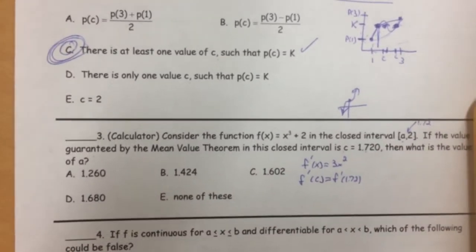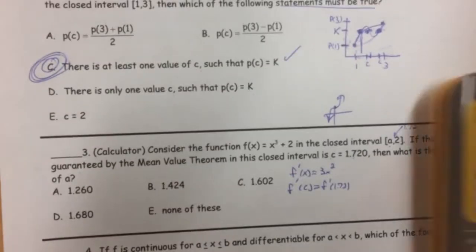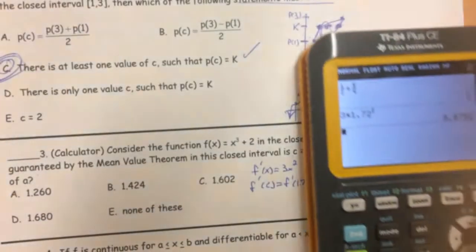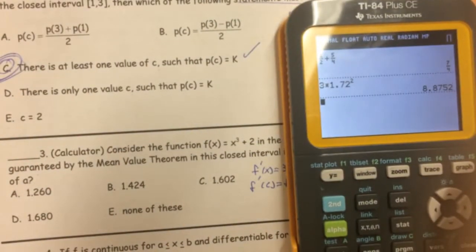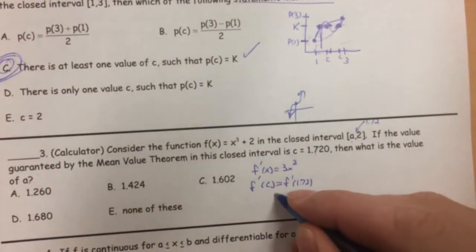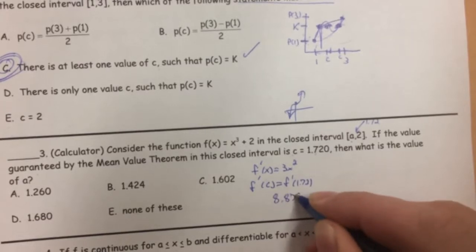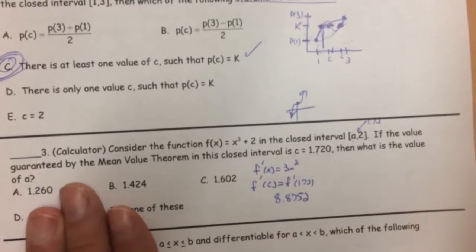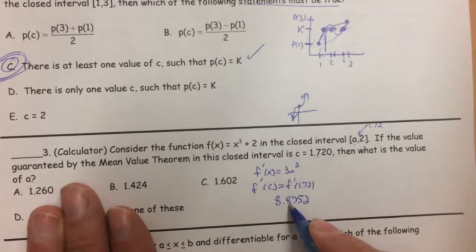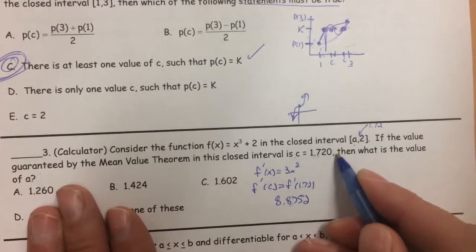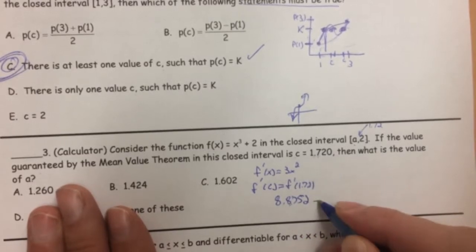And this is why we need a calculator here. Nobody wants to do this without a calculator. This is 3 times 1.72 squared, which is 8.8752. So that's 8.8752. And what the mean value theorem says is that this is the slope at 1.72, that has to be equal to the average slope.